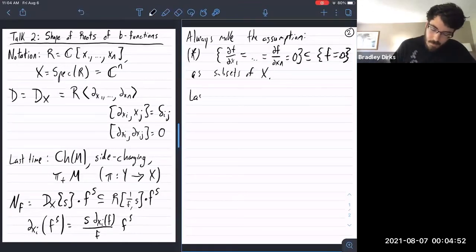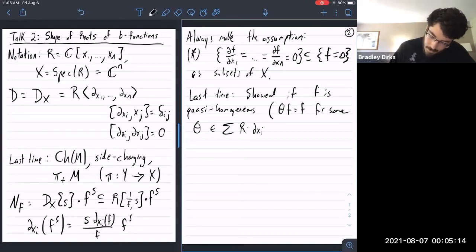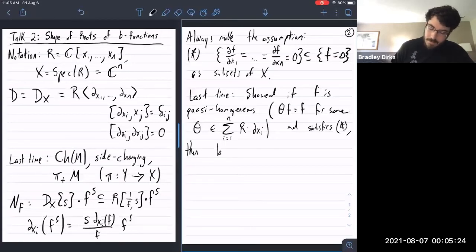Okay. And then last time we also showed, sort of like to finish it off, if F is quasi-homogeneous, so that meant like theta F equals F for some theta in this module, and satisfies star, then its B function, or its Bernstein-Sato polynomial, exists.